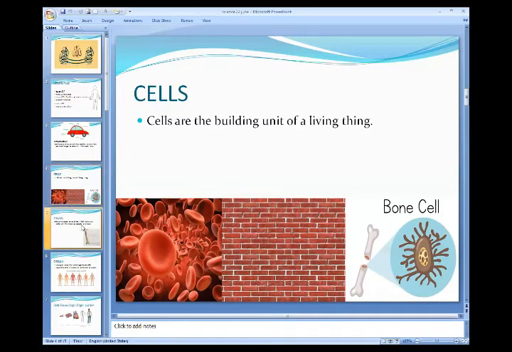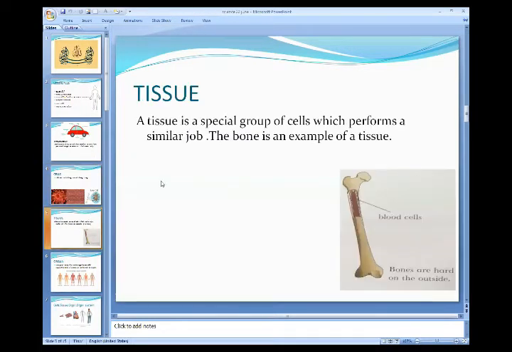Now, next, the same cells make the tissues. A tissue is a special group of cells which perform a similar job. The bone is an example of a tissue. Now, here are the blood cells inside the bone. You can see in this picture, there are the blood cells.